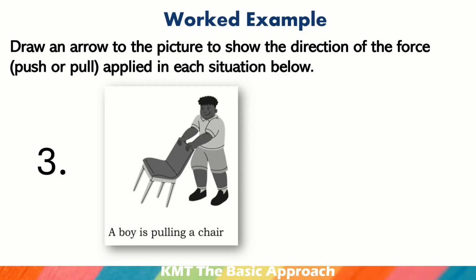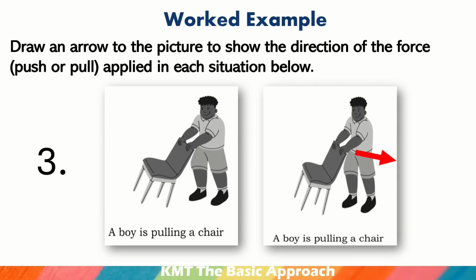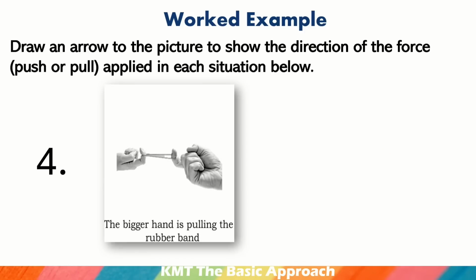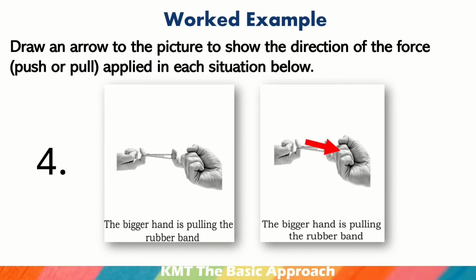Number 3. A boy is pulling a chair. Where must we place the arrow? Great! We must place the arrow directing right or forward. Number 4. The bigger hand is pulling the rubber band. Where must we place the arrow? Correct. We must place the arrow directing right or forward.